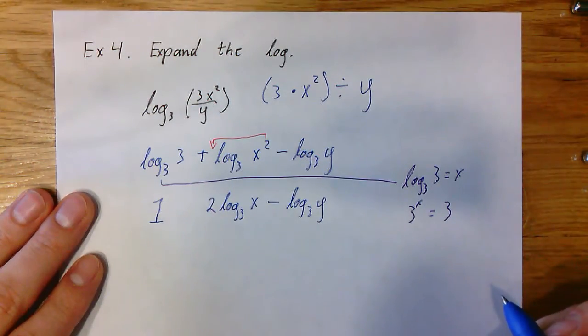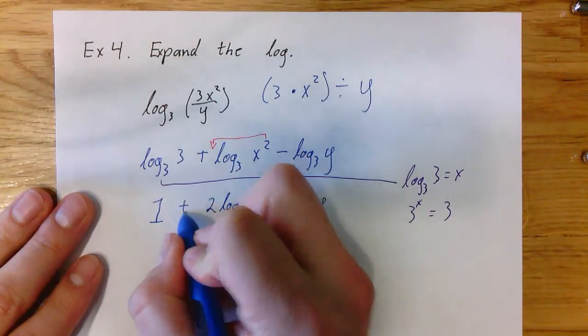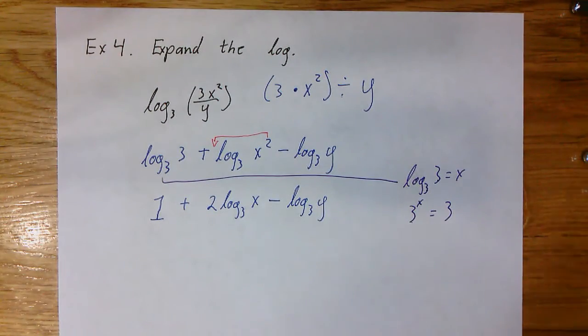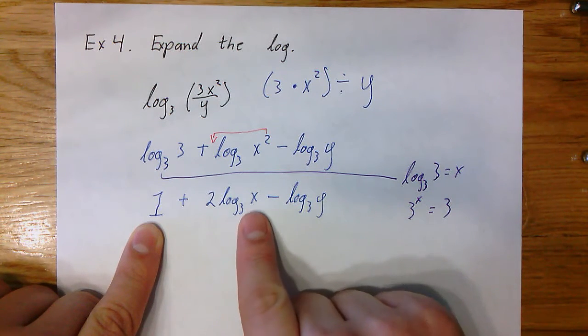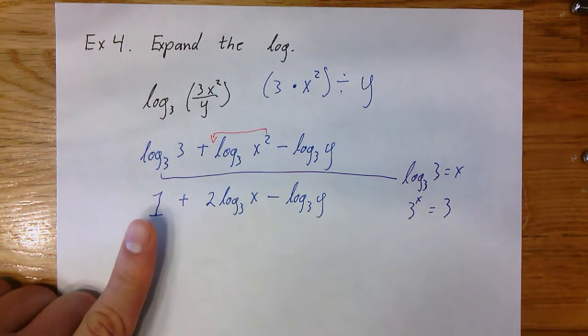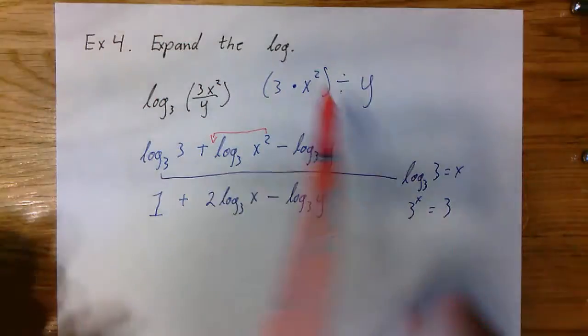That is the ugliest one I've ever written in my entire life. You're going to have to forgive me for that. Anyway, 1 plus 2 log base 3 of x minus log base 3 of y. And then this is our answer.